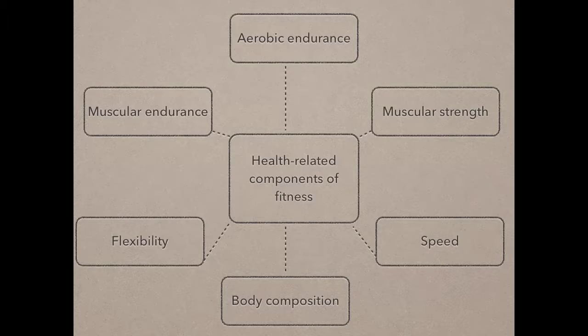Right, so those components are on the screen now. We'll go from the top. So aerobic endurance. There are a few other names for aerobic endurance which we'll go over later, but really you should be looking to use aerobic endurance as the name. Muscular strength, speed, body composition, flexibility, and muscular endurance. Hopefully you've got all of those down. If you've got any others, then obviously you're getting confused between health-related components and skill-related components.